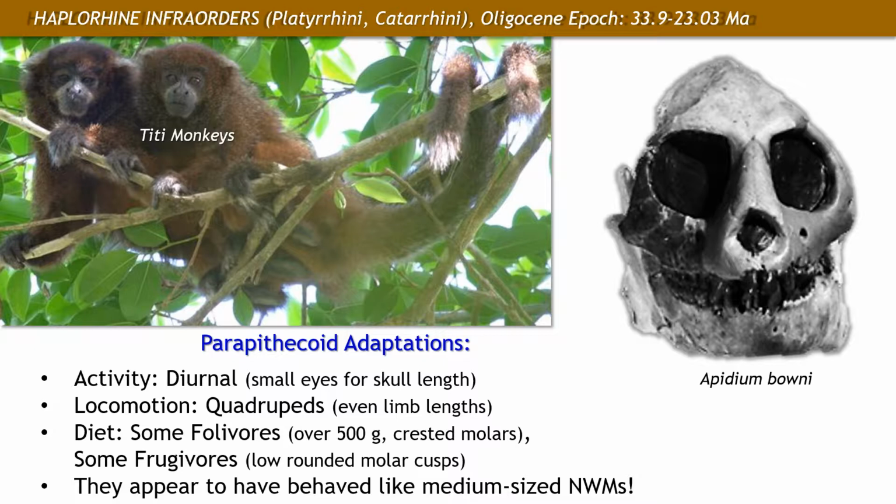One thing to know about titi monkeys, just kind of interesting, these platyrrhines have mated pairings, and when a male and female are together in the trees, they twine their tails together. It's really cute.